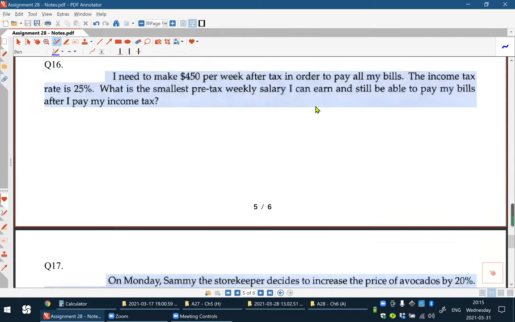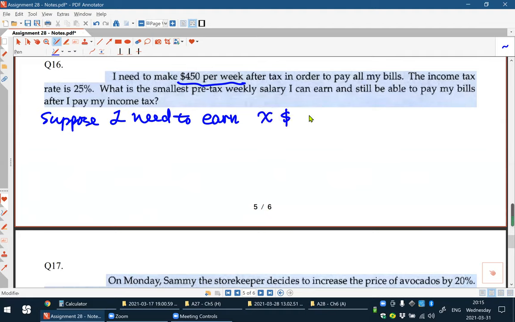No? Okay, let's see question 16. I need to make 450 per week. This is a requirement, but note that you need to pay tax based on your salary. So the question is, what is the smallest pre-tax weekly salary I can earn and still be able to pay my bills? Suppose I need to earn at least X dollars.